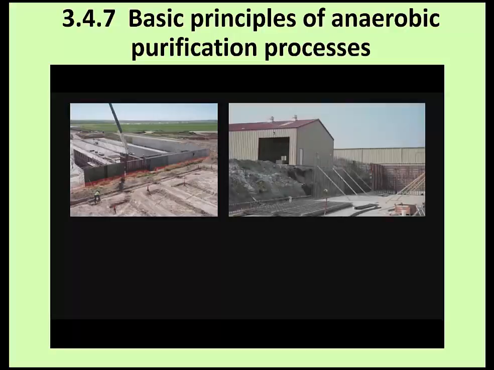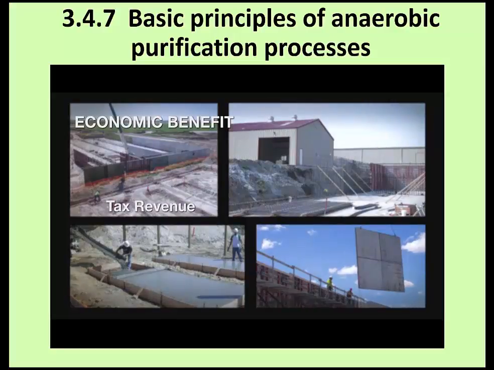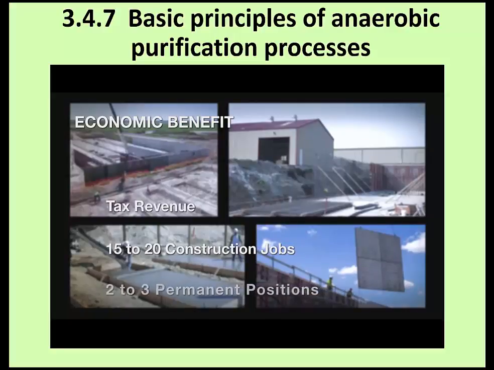Construction of anaerobic digester systems helps state and local economies as well. In addition to tax revenue, it is estimated that in the state of Washington, for example, each digester project creates 15 to 20 full-time jobs during construction and 2 to 3 permanent positions for its operation.